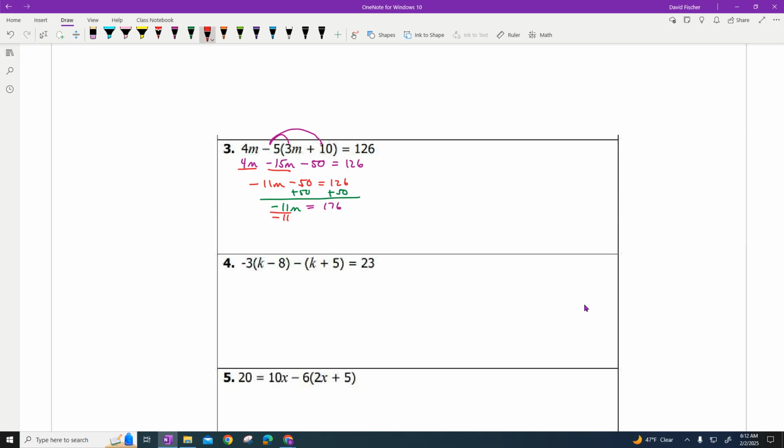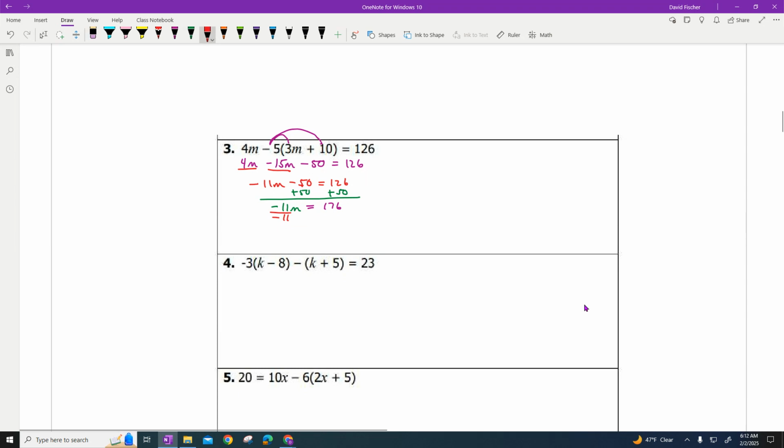And now my last step, let's get rid of that negative 11. I want to bring the negative sign with it. Sometimes this is kind of strange, but I see it often. A lot of kids will do this, minus 11 m's. We're trying to get that m by itself. So we're going to not bring the m, we just want to get rid of the 11.